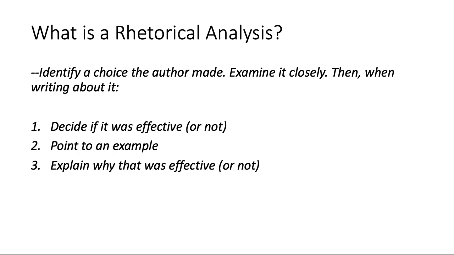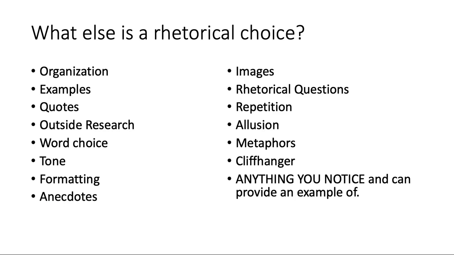Okay? Now, just briefly, students always ask me for a list of what counts as a rhetorical choice. There is an infinite list of things that count as a rhetorical choice. Here's a brief list. When we're talking about rhetoric, we could be talking about organization, the examples the author gave, the quotes they used, the outside research they used, the word choices, the tone, the formatting. Did they include bullet points? Did they include an image? Did they tell a story? Did they include rhetorical questions? Do they repeat anything? Do they have any allusions to other things? Do they have metaphors? Are there any cliffhangers? But this is a very, very small list compared to the huge list there is.